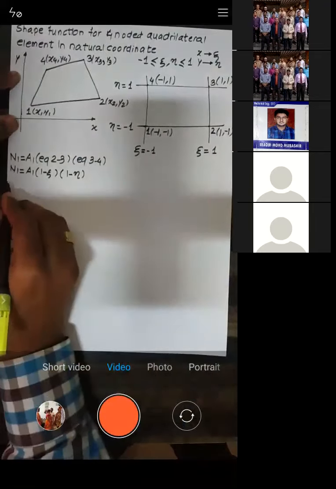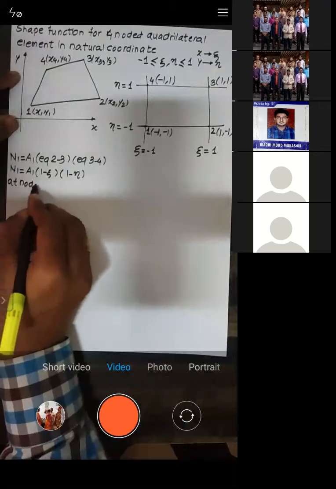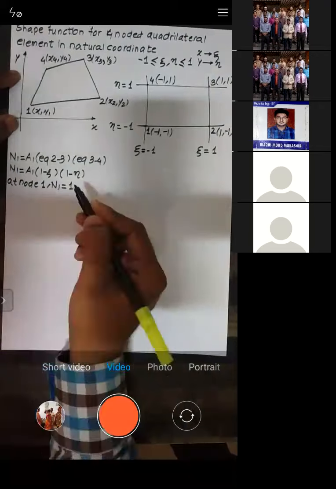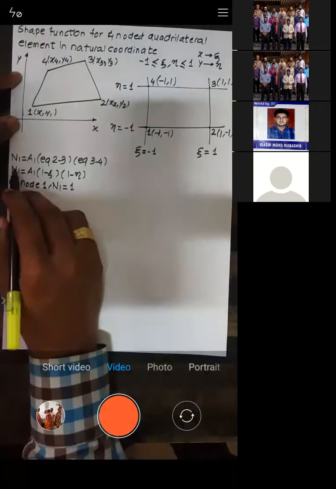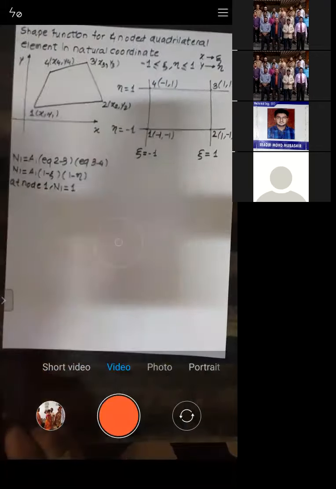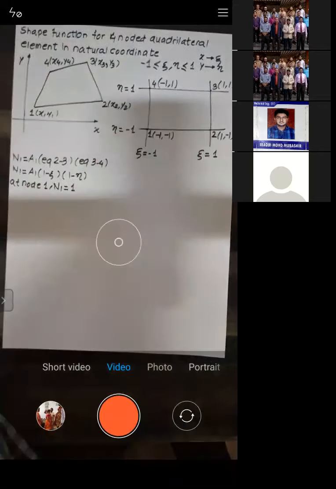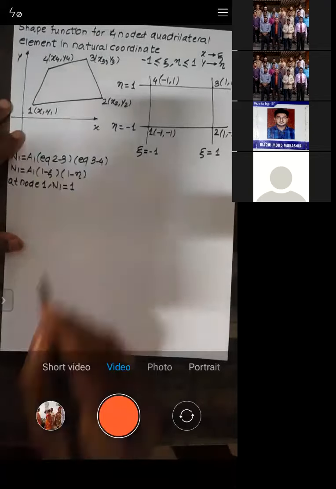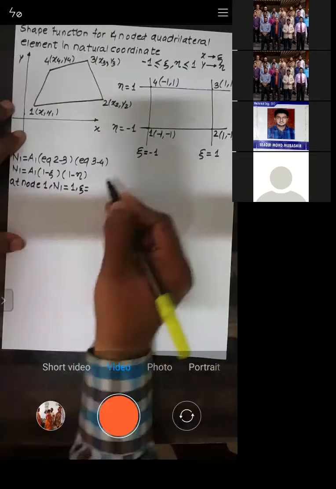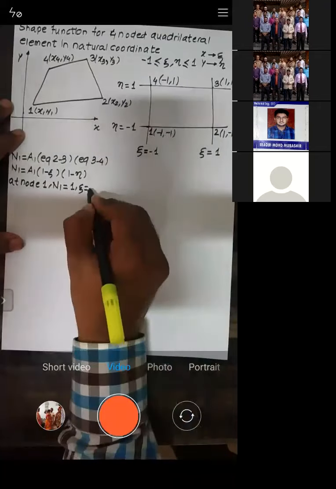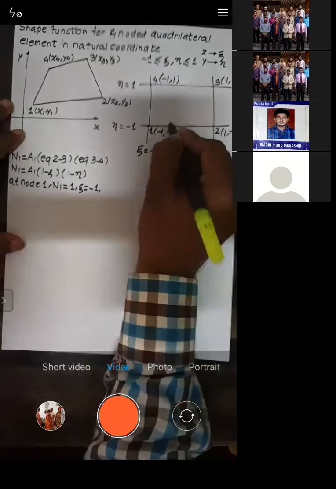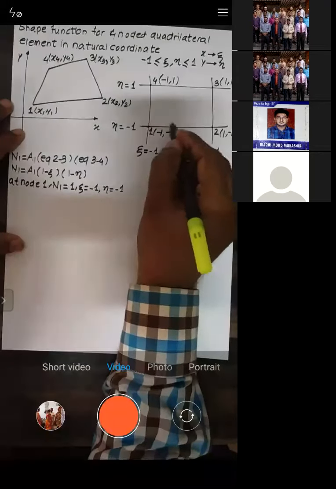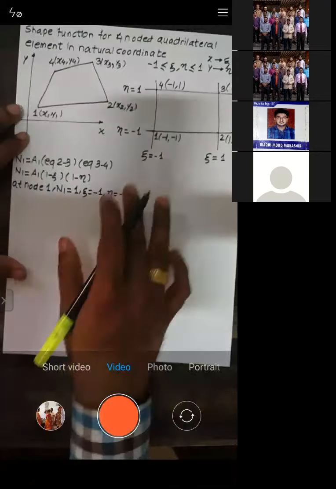At node 1, as you know, shape function N1 is obviously equal to 1. N1 is defined only for node 1, so at node 1, N1 is equal to 1. What is the value of zeta at node 1? It is minus 1. What is the value of neta at node 1? It is again minus 1. Zeta is equal to minus 1, neta is equal to minus 1.